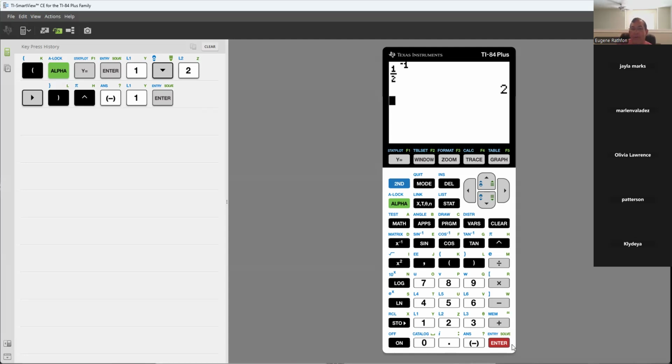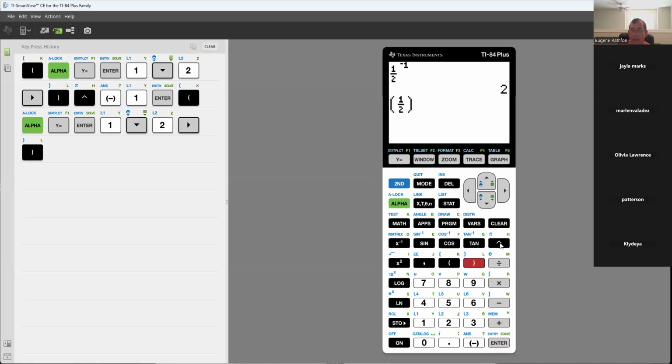Now let me do my -2 also. So parentheses, alpha y equals enter. I got 1/2. Arrow out of that, close parentheses. And then this exponent will be the -2. So that gives me 4. So when it's a fraction, that left side is sort of growing up, and the right side is trying to get to the 0 on the x-axis.